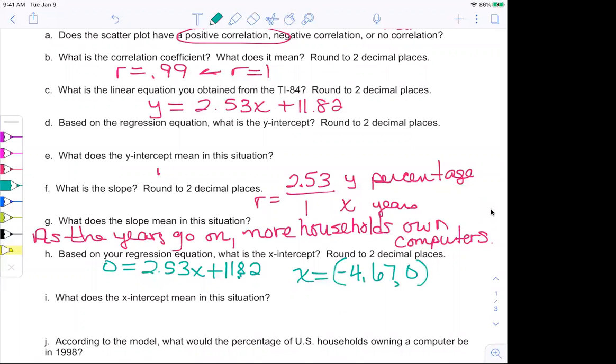Now here's the question that a lot of people had. How do we write this as a sentence? What does it mean? First of all, I have a negative x number. So we have to decide what that negative 4.67 means in this situation. Using what I have here for slope to label the information, this is our year, because x represents the year, and the 0 would be the percent that own a computer.